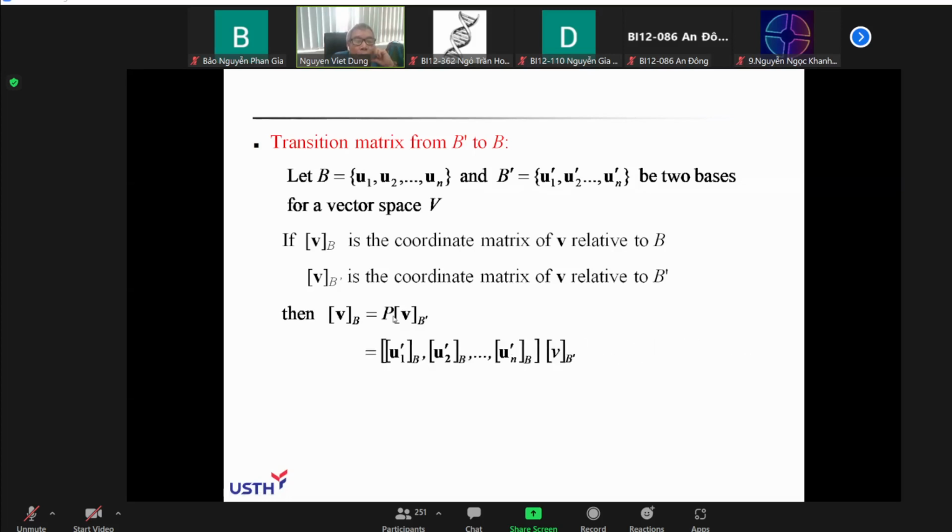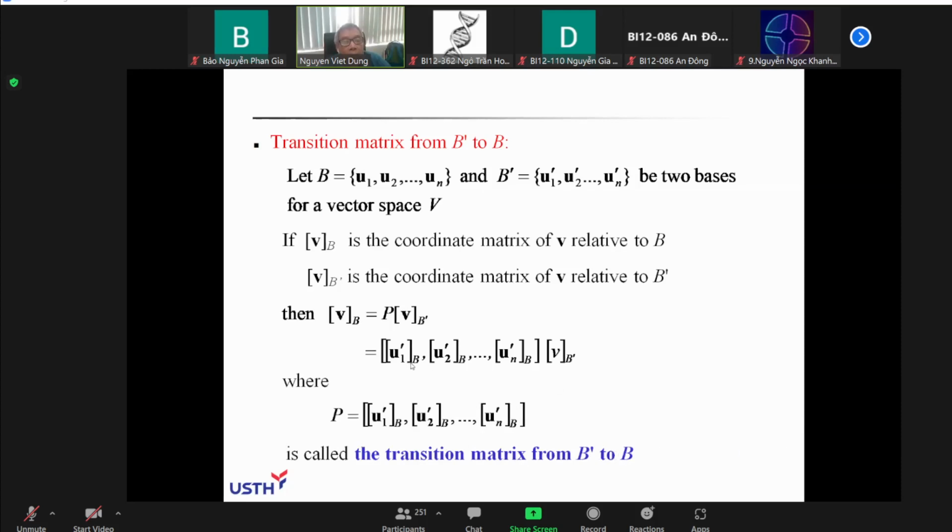The matrix P equals that one. We take the U1 prime. We take the coordinate of U1 prime relative to B. We get the first column here. We take the column of U2 prime relative to B. We get the second column. And so on up to the last one. You take the coordinate column of UN prime in basis B. We get the n columns here. So we get that thing. So that is the formula that gives us the relation between VB and VB prime.